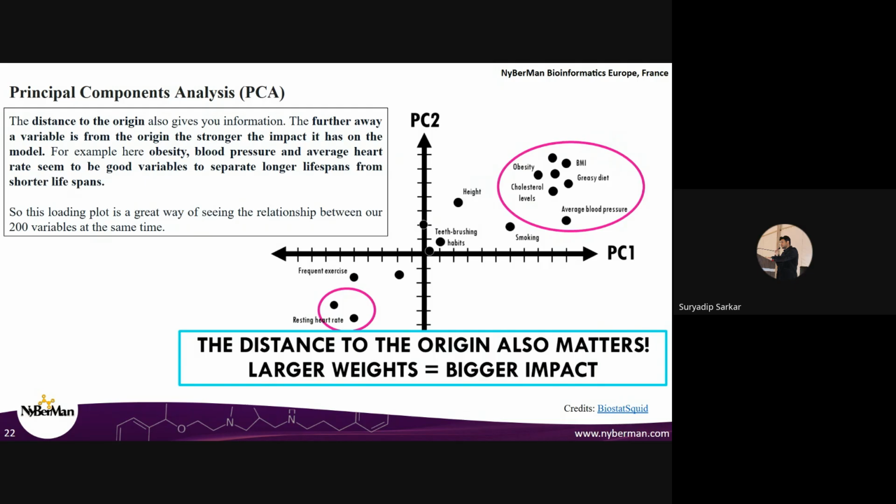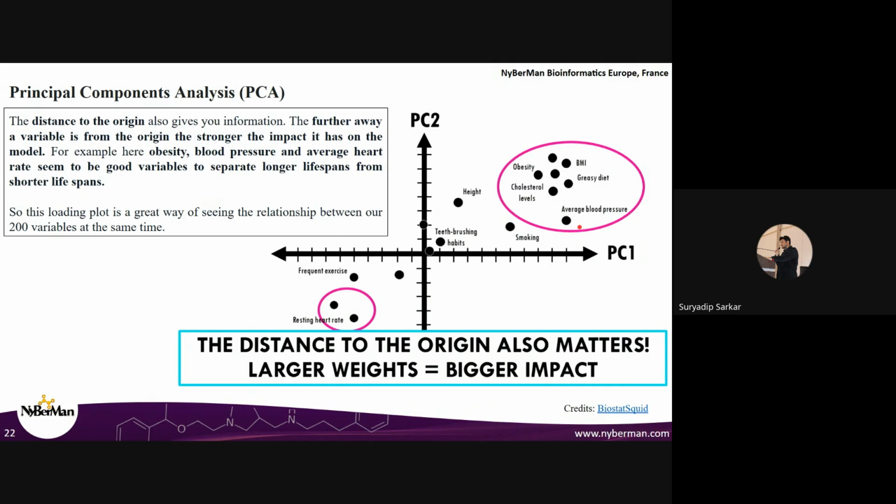Now, the distance to the origin also gives us information, obviously, right? So this is what I told you guys just now. The further away a variable is from the origin, the stronger the impact it has on my model. For example, here we can see obesity, blood pressure, average heart rate. They seem to be good variables to separate longer lifespans from shorter lifespans because they are way towards the left or way towards the right of the PC1 axis. So the distance to the origin also matters. A larger weight means a larger distance from the origin and therefore a much bigger impact.